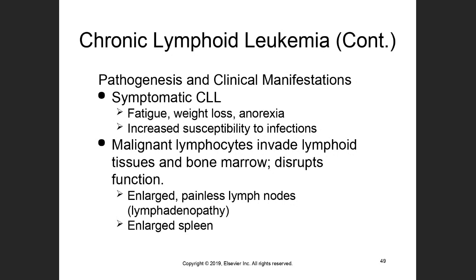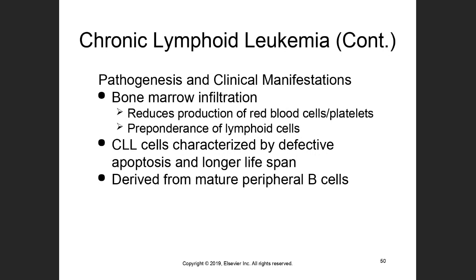Malignant lymphocytes invade lymphoid tissue and bone marrow, destroying functions, with large painless lymph nodes. Remember, that's one of the main characteristics. And large spleen, that means splenomegaly. Prognosis and clinical manifestation: bone marrow infiltration, decreased production of red blood cells and platelets, preponderance of lymphoid cells. CLL cells are characterized by defective apoptosis and longer lifespan. That's pretty common in any type of neoplasia.